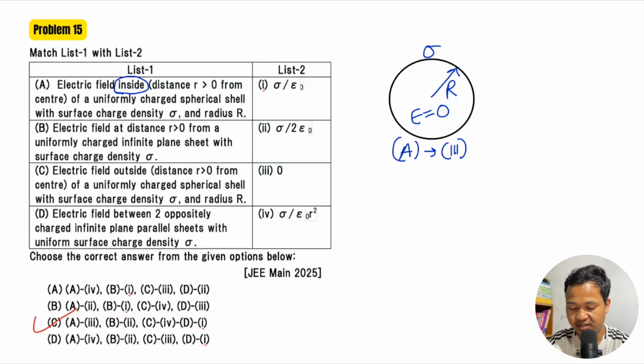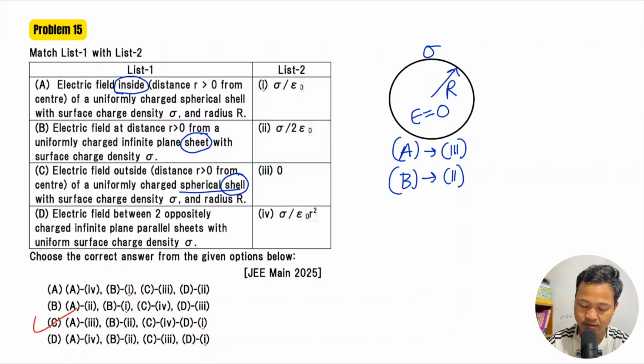If you want, you can see the rest also. Okay. Electric field at a distance r greater than 0 from a uniform infinite plane sheet is sigma by 2 epsilon naught. So it will be 2. So B is equal to 2.